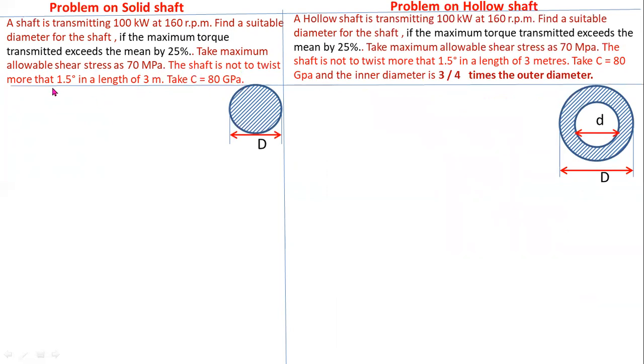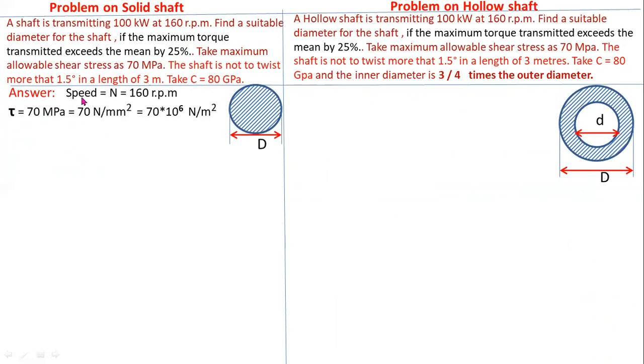Here the angle of twist is 1.5 degrees and the length of the shaft is given. So you have to design a shaft on the basis of strength, and also you have to design a shaft on the basis of stiffness and rigidity. The question is the same for a hollow shaft, but you have to consider a diameter ratio.